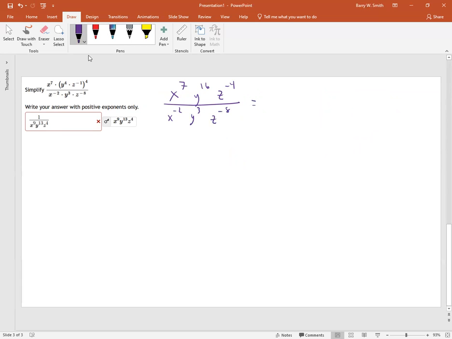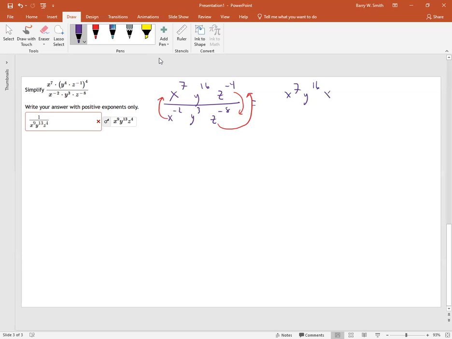Now, because of this power here, I couldn't take this down already and do anything, so I just wanted to write it like this. Now I can start moving things. I can take this z to the -4 down here and make it positive. I can take this z to the -8 and take it up here and make it positive. And I can take this x to the -2, take it up here and make it positive, and then things will be nicer. So if I do that, I'll have x to the 7th, y to the 16th.